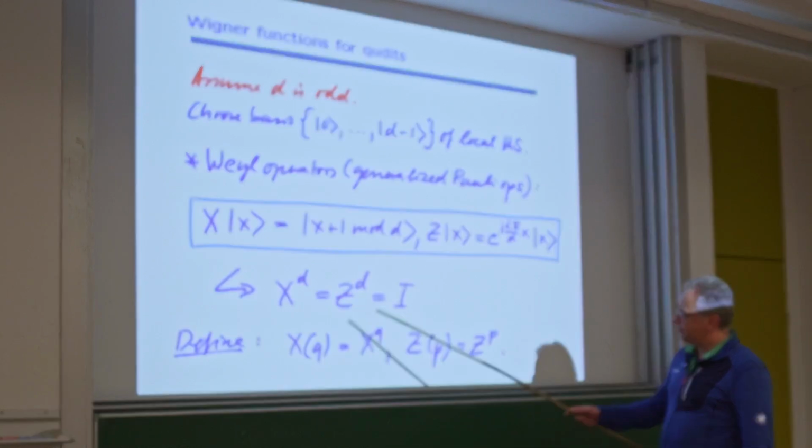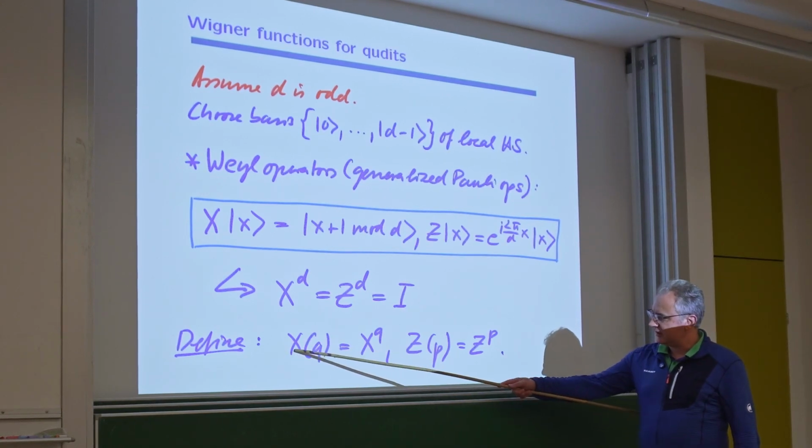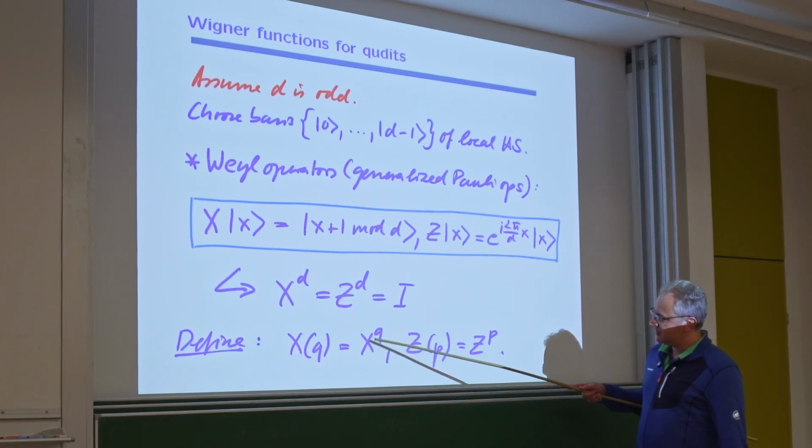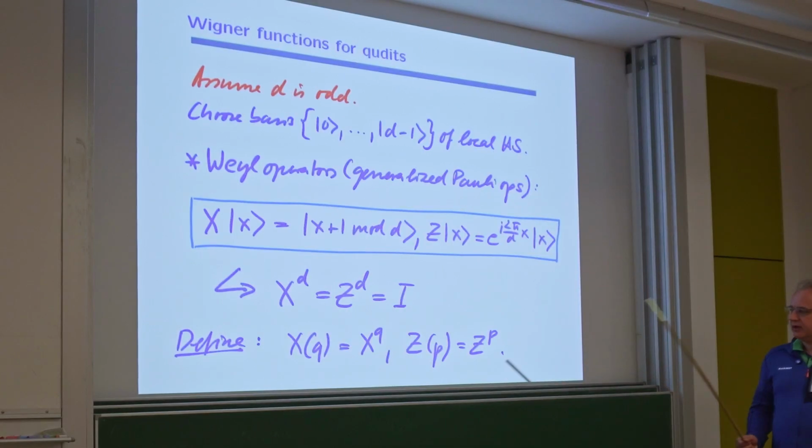A definition based on these operators, a definition that we are now making, is a definition X of Q. This is just X raised to the power Q, and Z of P, which is just Z raised to the power P.